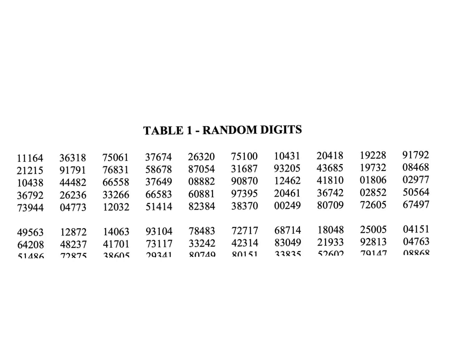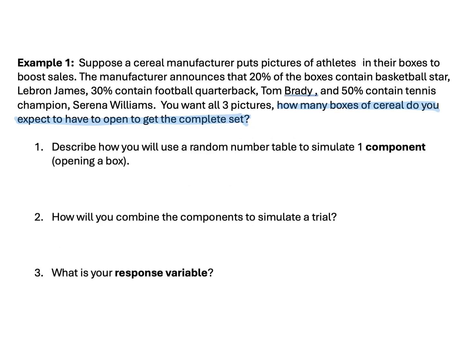So here's a reminder that this is what a random digit table looks like. Remember, computers and calculators are pseudo-random, so we're going to try using a random digit table. Imagine somebody's rolled a 10-sided die to create this over and over, probably the most boring job in the world, but this would truly be random. The question we're trying to answer is, of course, how many boxes of cereal do you have to open to get our complete set? So we're going to begin by describing how to simulate one component.